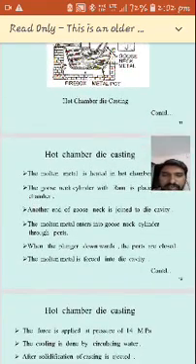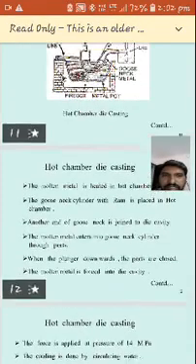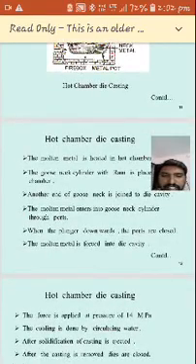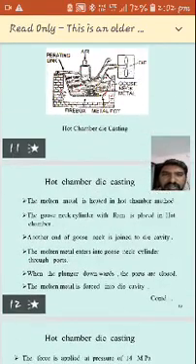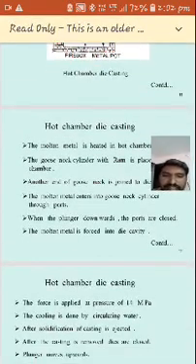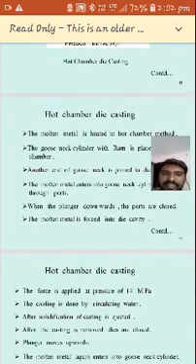The force is applied at a pressure of 14 megapascals. The cooling is done by circulating water. After solidification, the casting is ejected. Solidification is nothing but the molten metal, which is in a liquid state, becoming solid.